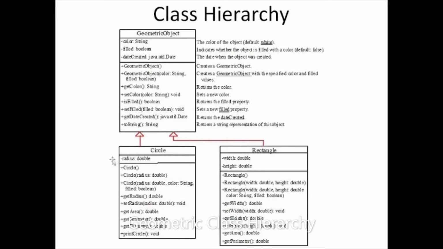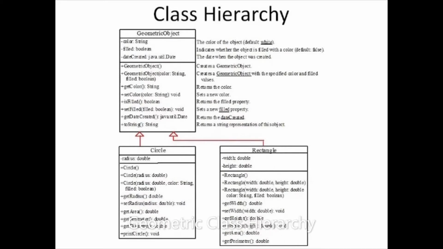Now, as I said before, circle has to include things like the radius, because that's what we need to know to be able to draw a circle. We have getters and setters for the radius, and then we also have methods for getting the area, getting the perimeter, and getting the diameter. Rectangle needs to know things like the width and height of the lines, and then we also have a method for getting the area and getting the perimeter, and all these getters as well.